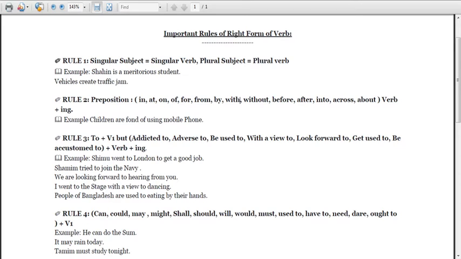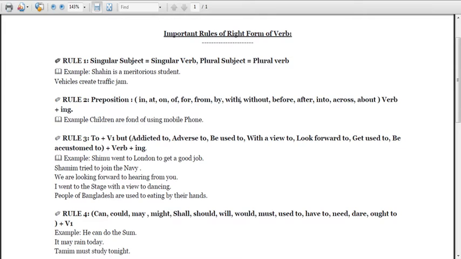Next comes another example. Vehicles create traffic jam. So vehicles is a plural subject, and for this we'll take a plural verb. So simply, the first rule says for a singular subject you take a singular verb, and for a plural subject you take a plural verb. That's all.